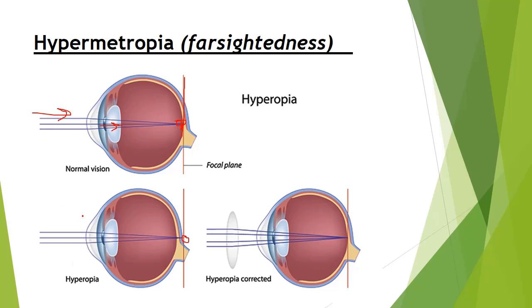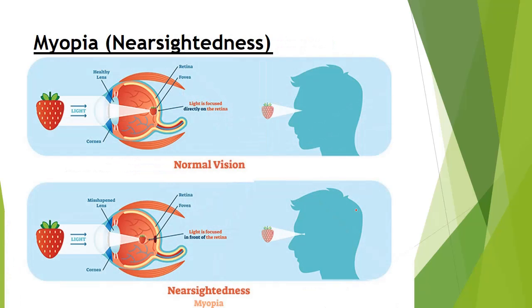So how do we correct this? We correct it by placing a convex lens in front of the person. Whenever the person wears these convex glasses, the image will form on the retina and not beyond it, and he will be able to see things clearly. Then there is myopia, that is nearsightedness.